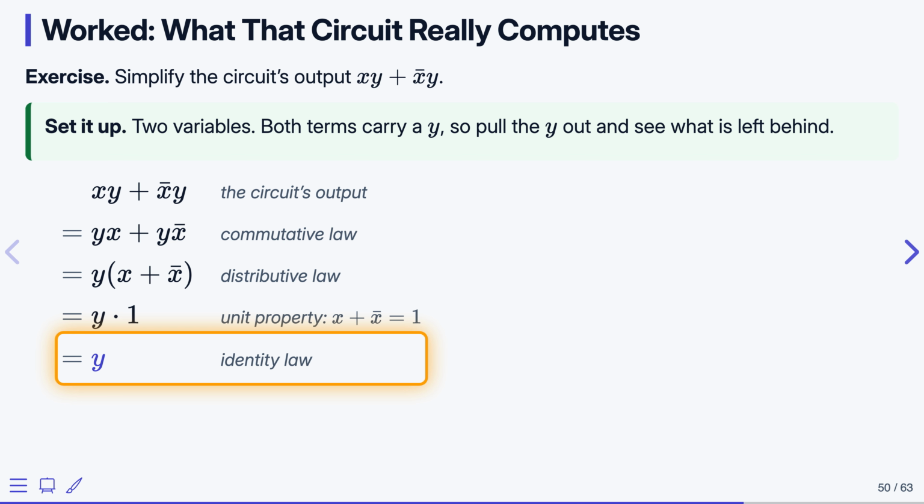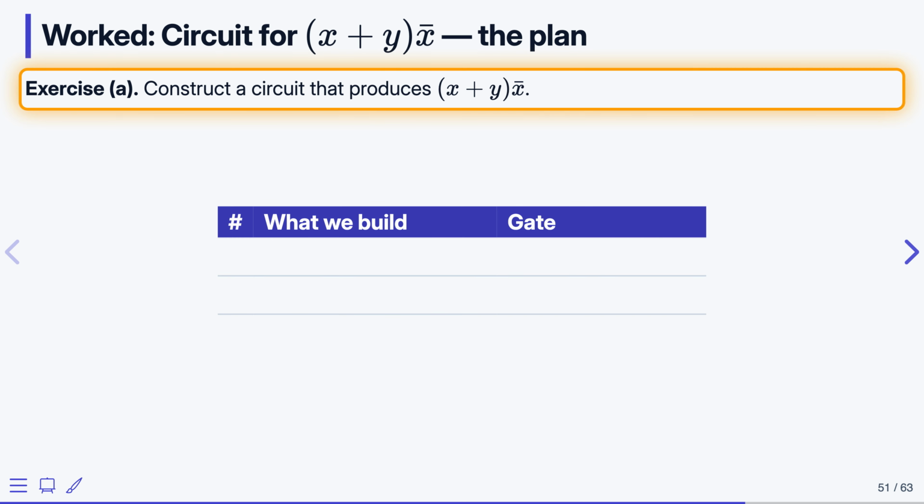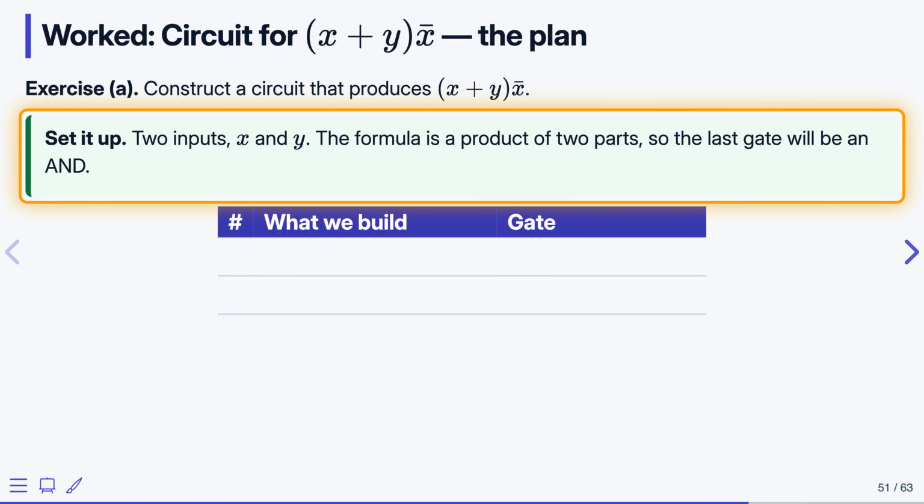This is why minimizing circuits matters. Let's design a circuit for x plus y, all times bar x. Set it up. There are 2 inputs, x and y. Now look at the shape of the formula. At the top level it is one thing times another thing, so the very last gate has to be an AND gate, and its 2 inputs are the 2 factors.